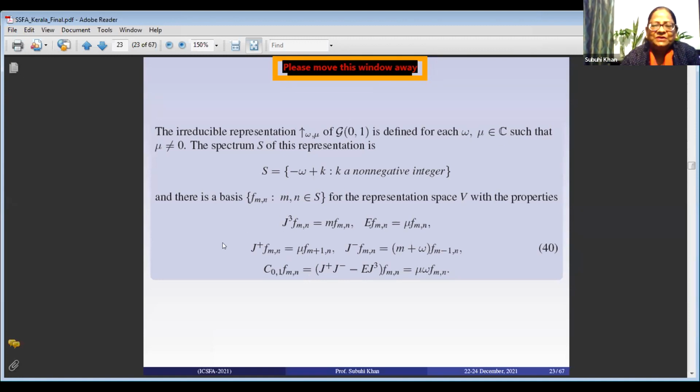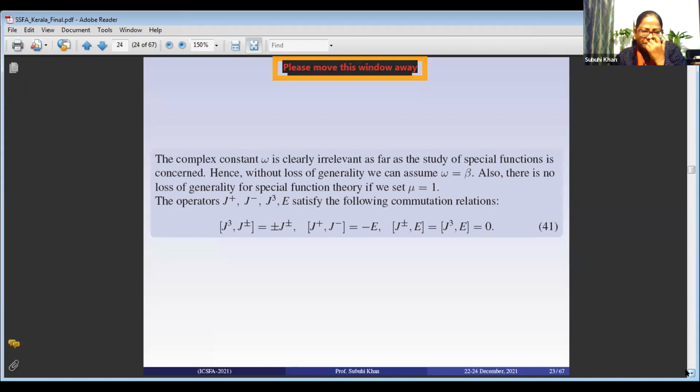So this complex constant omega becomes irrelevant, and so we choose it according to our convenience. And here we have taken omega equal to beta, and also there is no loss of generality for special function theory if we take mu equal to 1. Now these operators j plus, j minus, j3 satisfy the following commutation relations, and it is interesting to observe that these relations are the same as the relations satisfied by the basis elements of the harmonic oscillator Lie algebra.